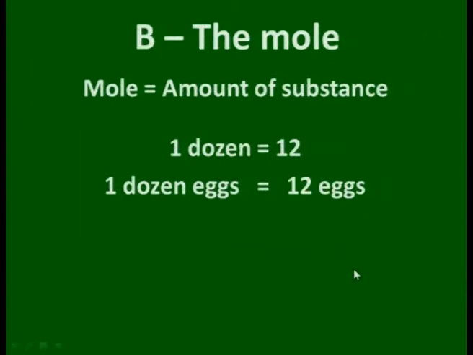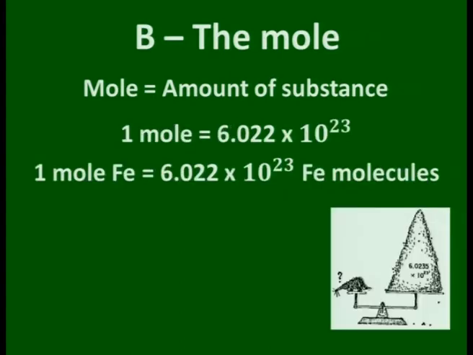The next concept that we need to talk about is the mole. Mole is an amount of substance. When you work in a kitchen and you speak about 1 dozen, you know that it is 12 of something. For example, 1 dozen eggs is 12 eggs. In chemistry, we talk about a mole, which is 6.022 times 10 to the power of 23. That means that 1 mole of iron is 6.022 times 10 to the power of 23 iron molecules.